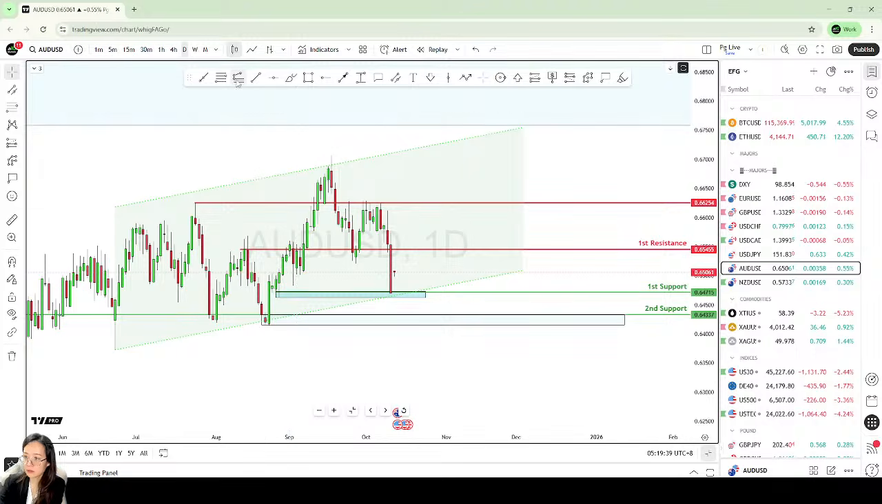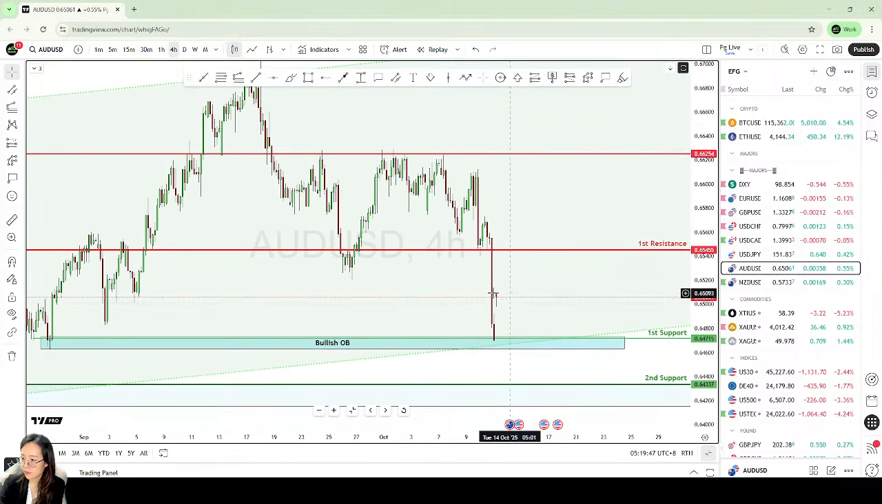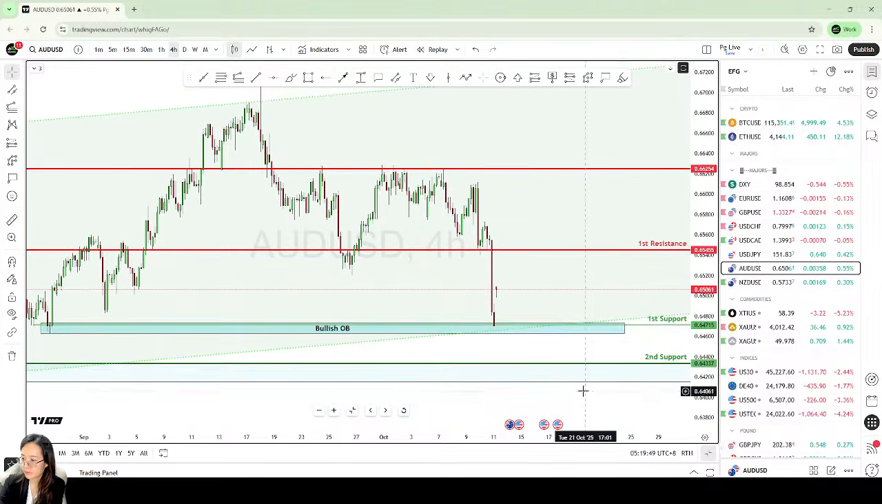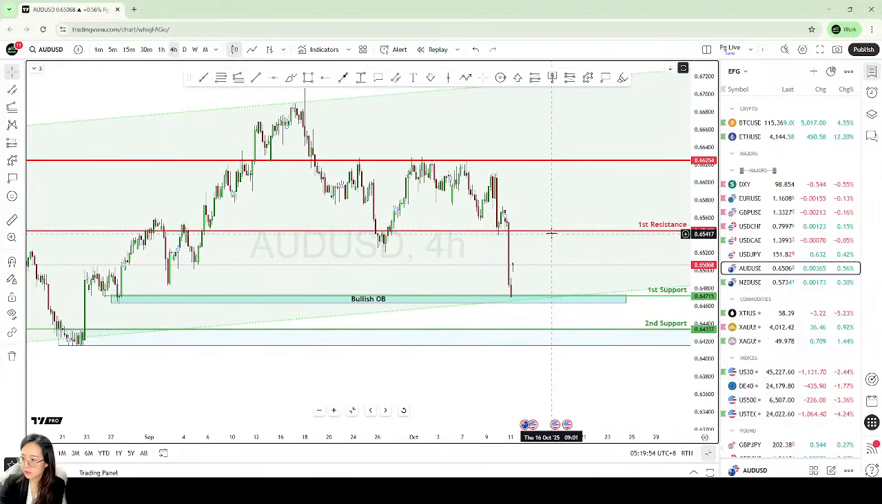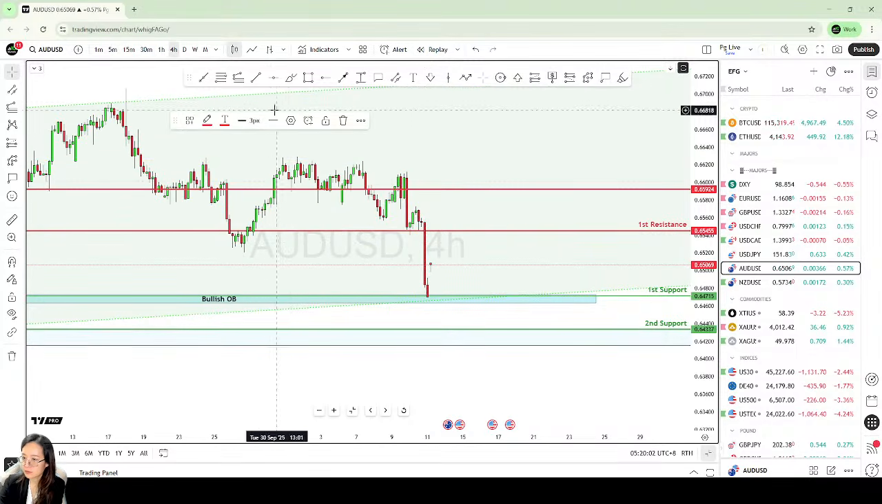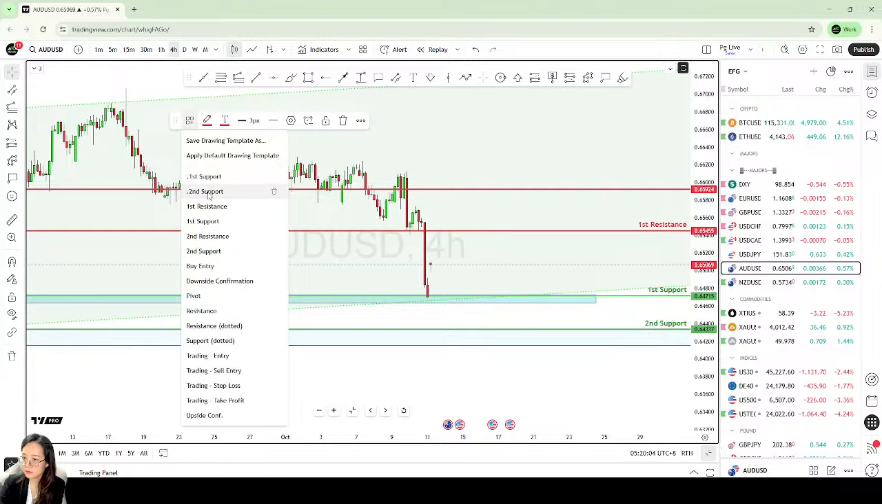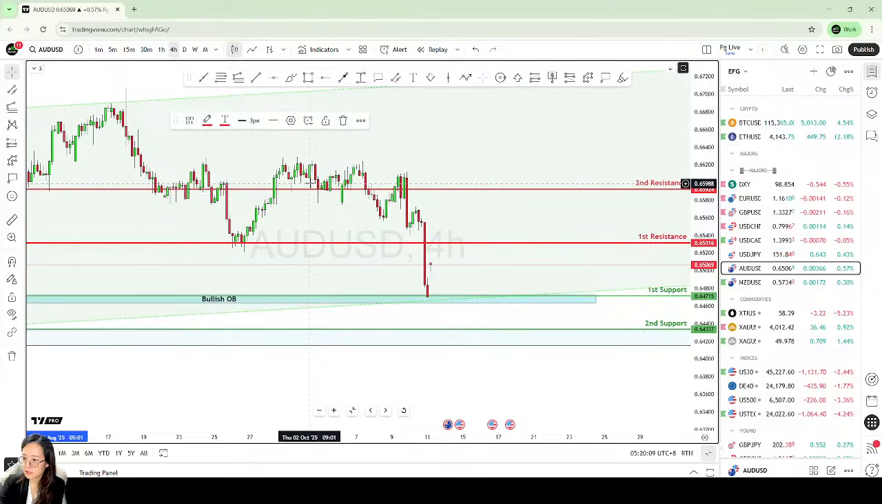Okay, let me see. Okay, go to the current price. I think they stopped somewhere here. Okay, so this is a key level. Let me adjust the first. This is going to be the second resistance. First resistance, I'm going to adjust here.